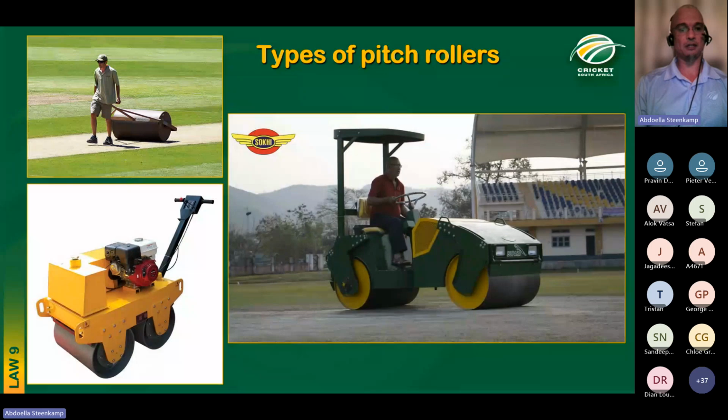Here are examples of the 3 rollers. Top left is a hand roller. Bottom left is the medium roller. And on the right-hand side is the big roller. Usually you'll ask the curator of the stadium how many rollers they have available. At international level, they usually have 3 rollers available. At some club grounds, they may only have 1 or 2. You need to find that out and relay those options to the batting captain.